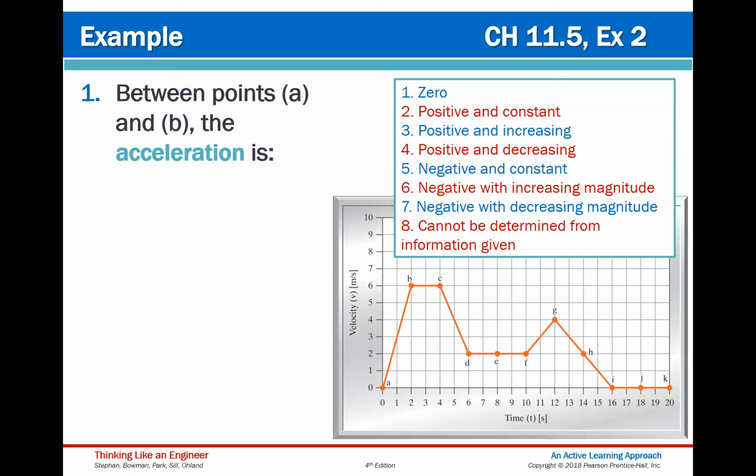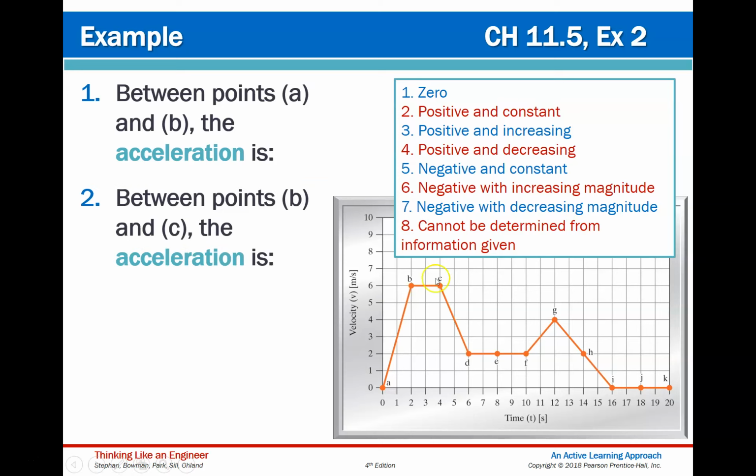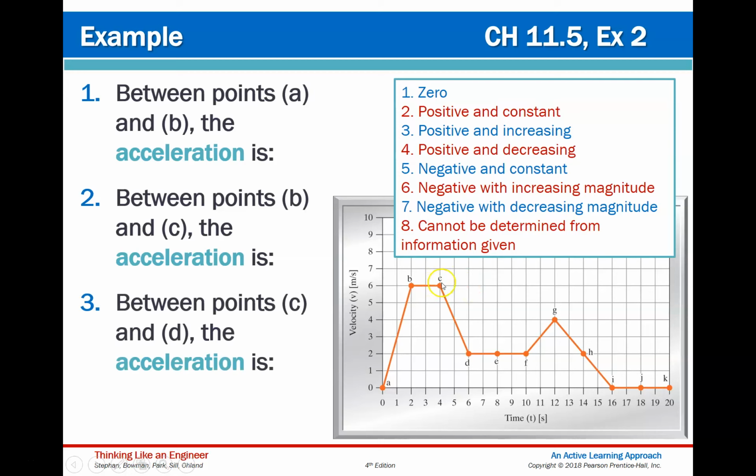So, between points B and C, the acceleration is 0, yeah. And between points C and D, negative and constant, right? If it were increasing or decreasing, then you'd get a curve instead of a straight line. Okay.